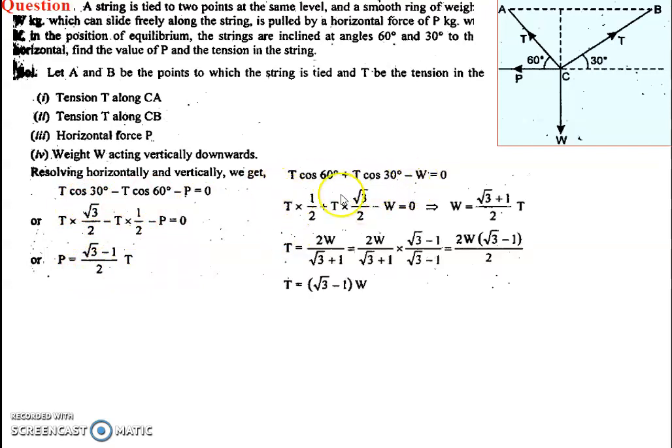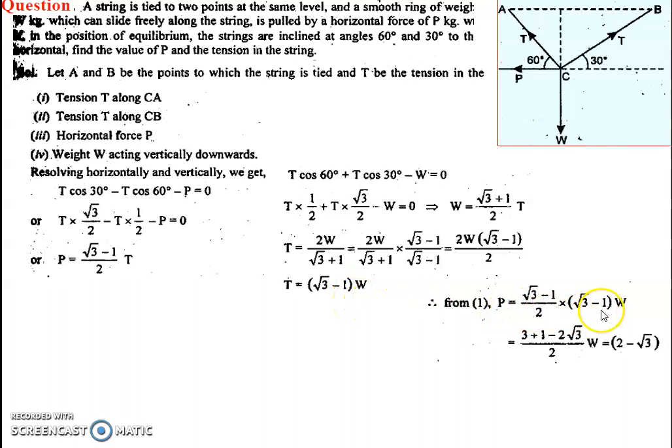Similarly, along the vertical direction: T sin 30, T sin 120 degree, P into sin 180 degree, and W into sin 270 degree. So this is horizontal and vertical. So we got W is equal to this, T is equal to root 3 minus 1 W, and P is equal to T. We put the value of T and we got the answer.